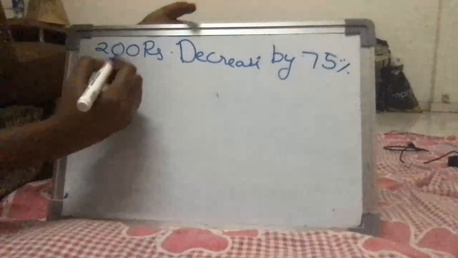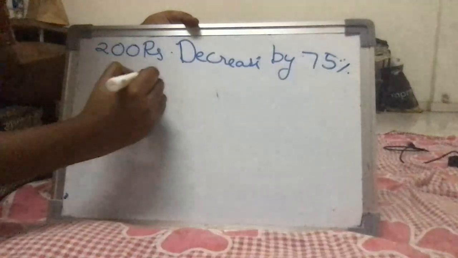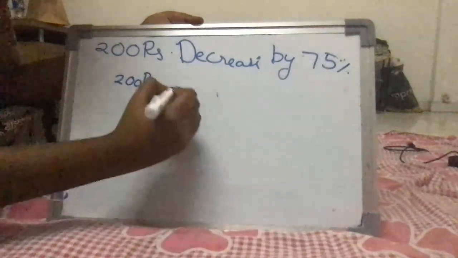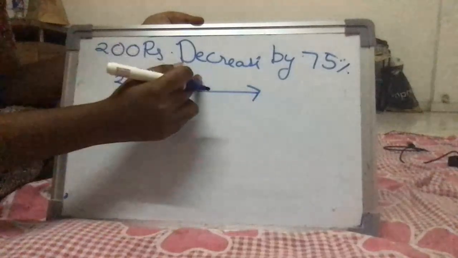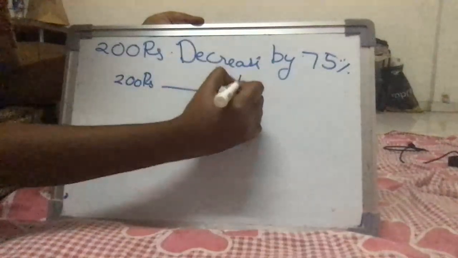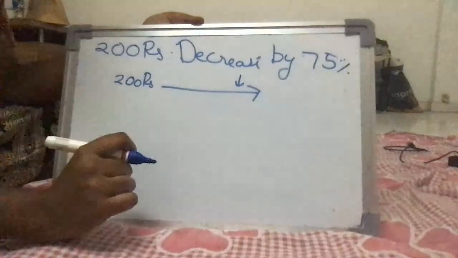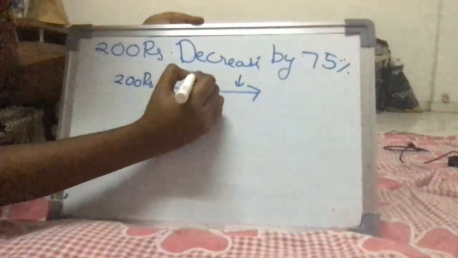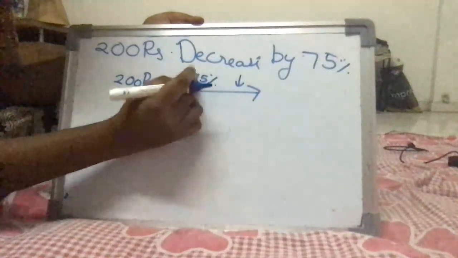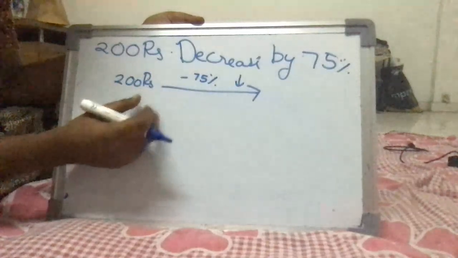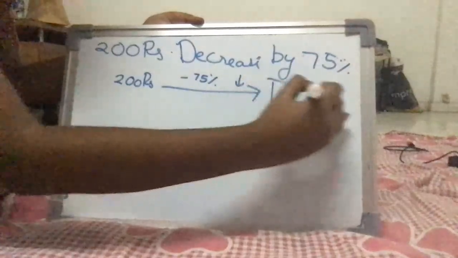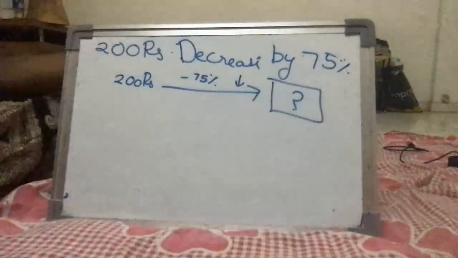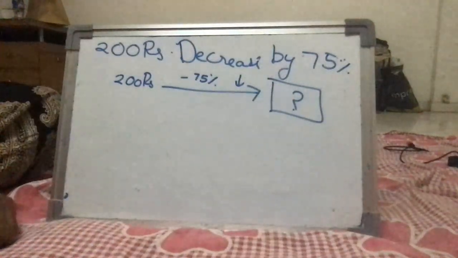Okay, your flowchart should look like this. My original amount is 200 rupees. This went through a percentage change, and this is a decrease in percentage change. So that is minus 75%. The 200 is being decreased, that's why minus 75%. Now, what is my final amount? This is the flow chart I'm looking for.